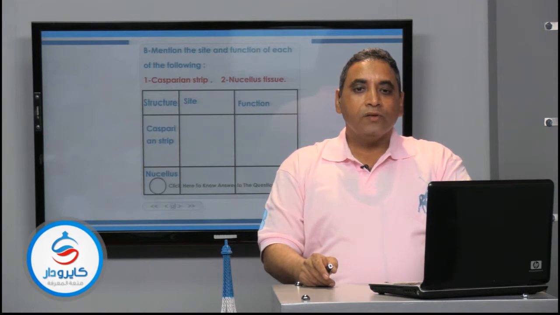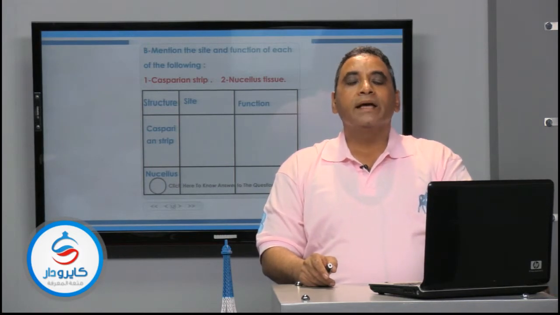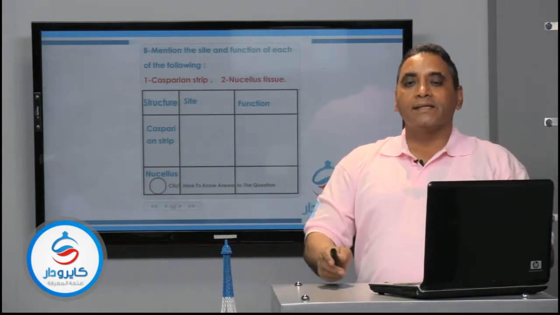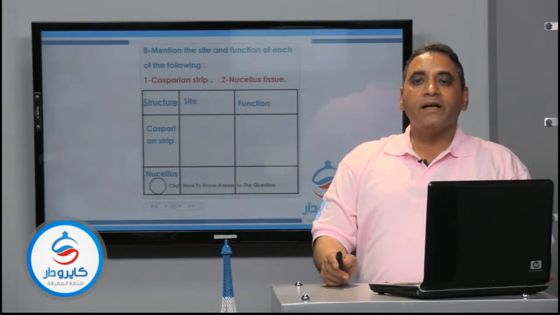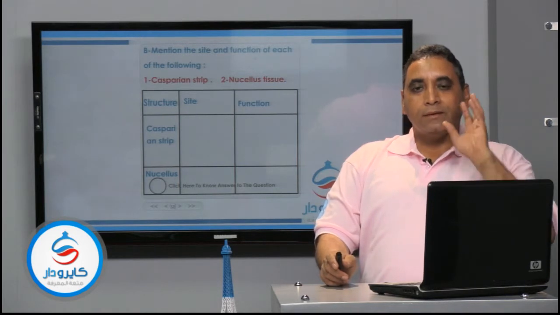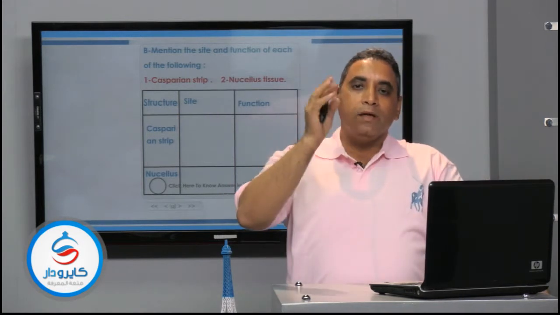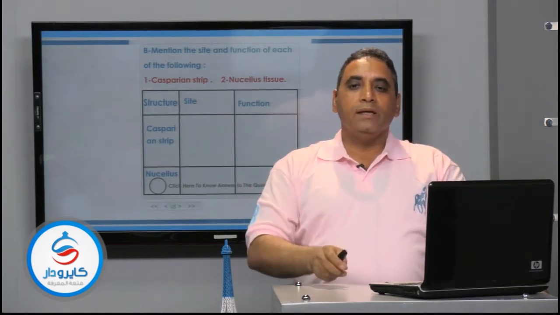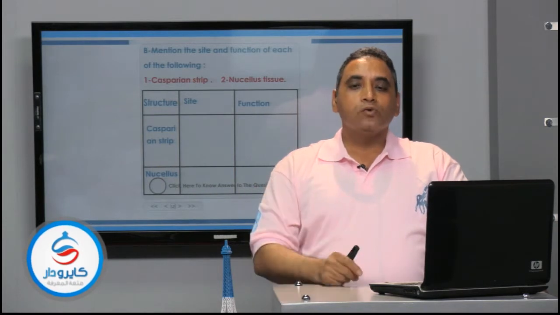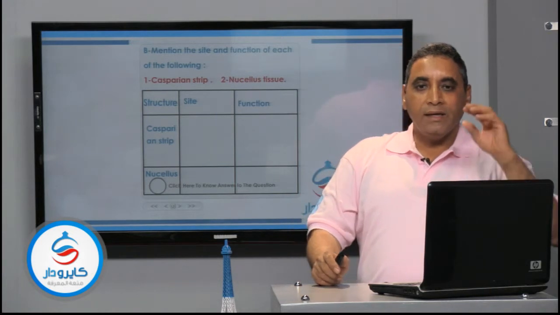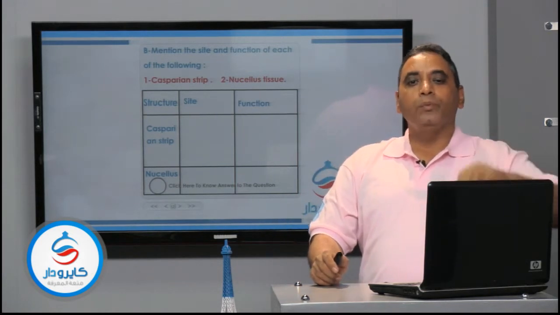Mention the site and the function of each of the following: Casparian strip, nucellus tissue. We understand that the Casparian strip is located in the endodermal cells, which are the innermost part of the cortex in the root. The Casparian strip is made of suberin. The Casparian strip helps the water to pass from the root hair to the xylem vessels, but prevents the passage of the water to the phloem by imbibition, which is not controlled by the cell, because the Casparian strip is made of suberin.